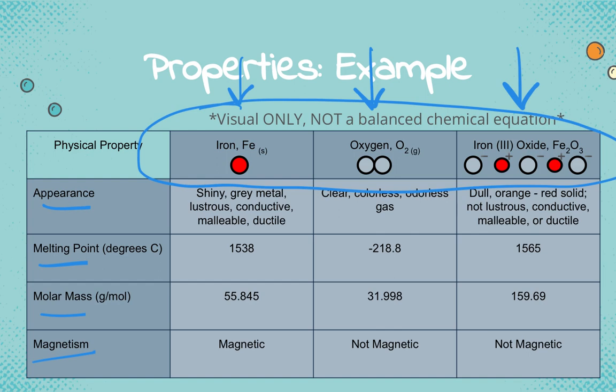And this is just a visual. This is not a balanced chemical equation, but just showing you how you can break the bonds and then form new bonds. That would be a chemical change, and it would have chemical properties associated with it. But you can look at the physical properties of each of these reactants and the product to determine that a chemical change has occurred.